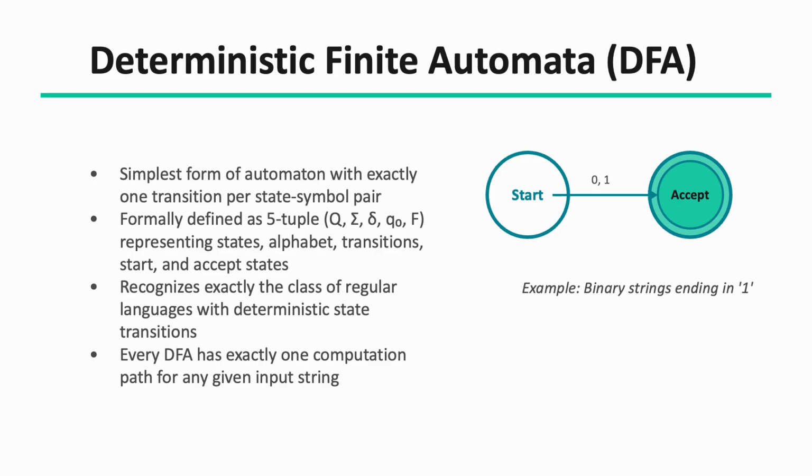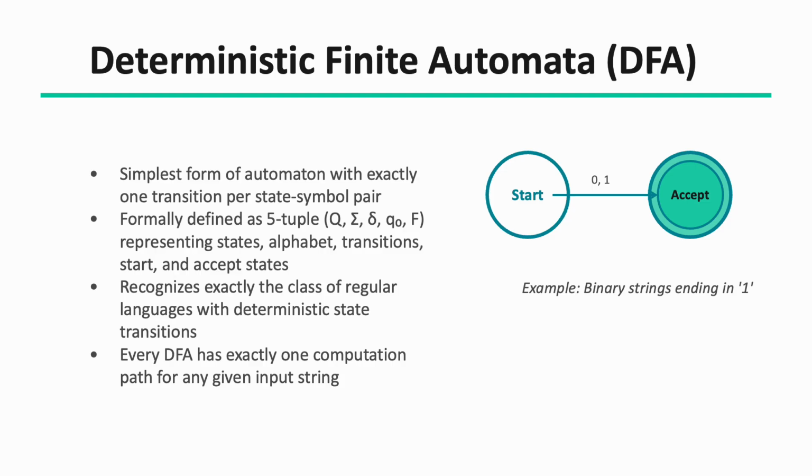This is the simplest form of automaton, with exactly one transition per state-symbol pair. Start, read 0 or 1, accept or reject. Example: binary string ends in 1. Formally defined as a 5-tuple. The Q are the states, the sigma is what you are bringing in, the big sigma. The small sigma is the transition. Q0 is the first state, F is the final state.